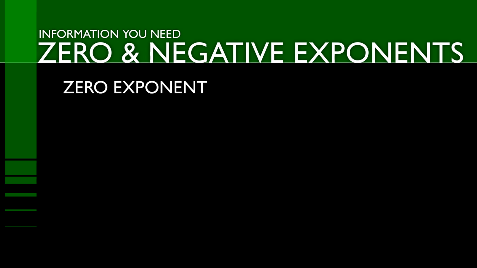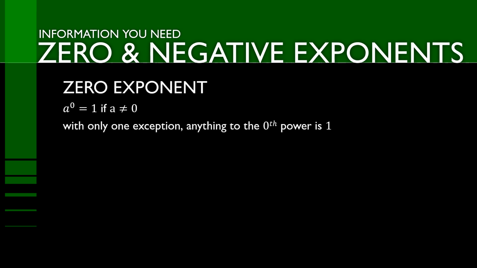Up next, we've got 0 and negative exponents. So a 0 exponent, here's the rule. Anything raised to the 0th power is going to be 1. The only exception is if the base is 0. So 0 to the 0th power is 0, but anything else raised to the 0th power is always going to be 1.